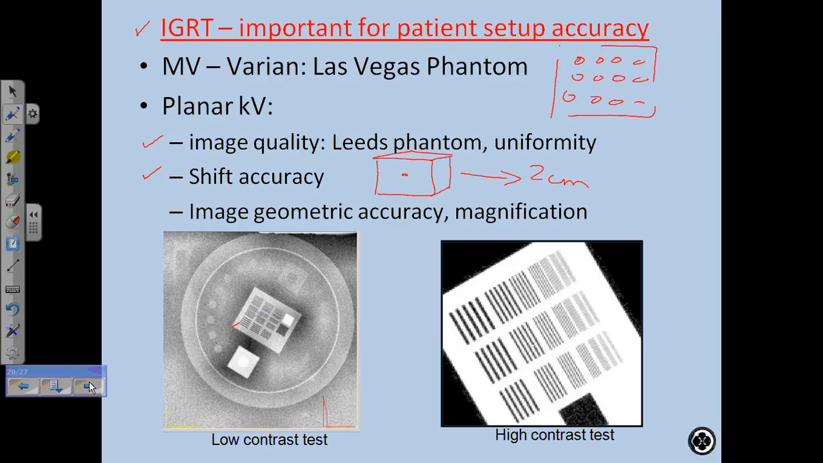So you're doing image quality, shift accuracy, and then image geometric accuracy. You do this one by placing what we call a circuit board. This is for the Varian machine. A circuit board, and it has squares on it, metal squares. You take a picture of it, and you measure the dimension of the metal square. That should be within a certain tolerance as well. So those are the 3 main tests you do for planar kV.